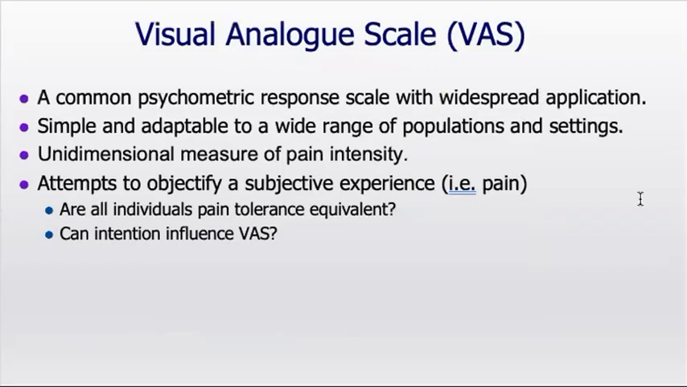The visual analog scale I use in everyday practice. It's a common psychometric response scale with widespread applications. You can use it for pain, you can use it for exertion. It's very simple and it's adaptable to a wide range of populations and a wide range of settings. So it is a measure of pain intensity and pain experience, and it attempts to objectify it by asking the individual to rate their pain.